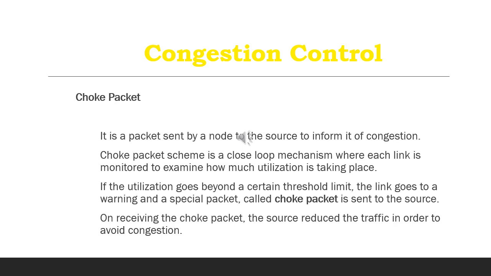Choke packet. It is a packet sent by a node to the source to inform it of congestion. The choke packet scheme is a closed loop mechanism where each link is monitored to examine how much utilization is taking place. If the utilization goes beyond a certain threshold limit, the link goes to a warning state and a special packet called a choke packet is sent to the source. On receiving the choke packet, the source reduces the traffic in order to avoid congestion.